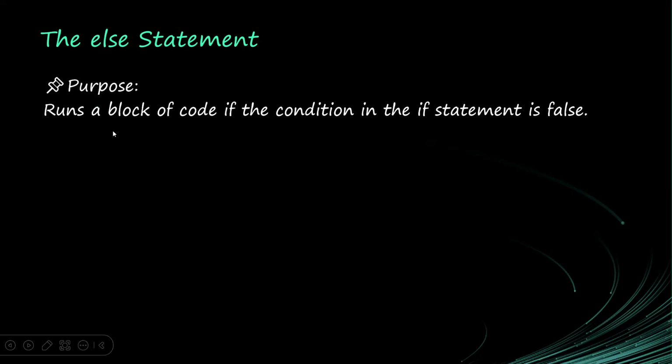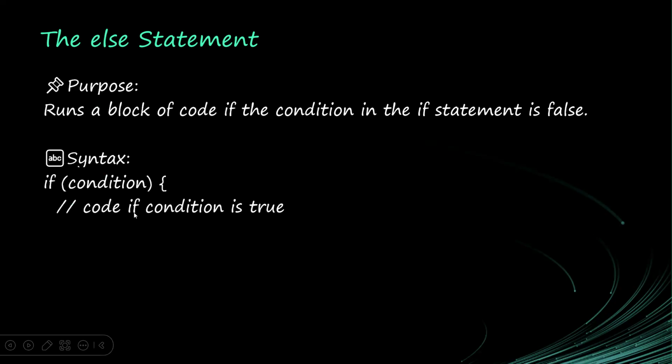So that is where we'll now use the else statement. So how does it work? The purpose is to run a block of code if the condition in the if statement is false. So this would only run when the condition in the if statement is false. So the syntax is, after the if statement, you will now have the else statement. It also has its own block of code to run.